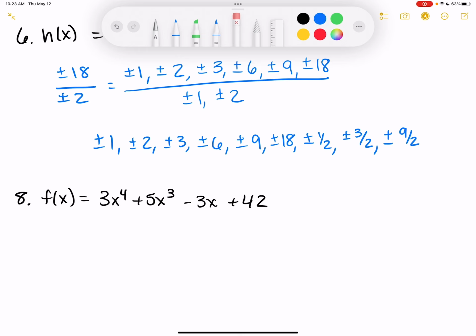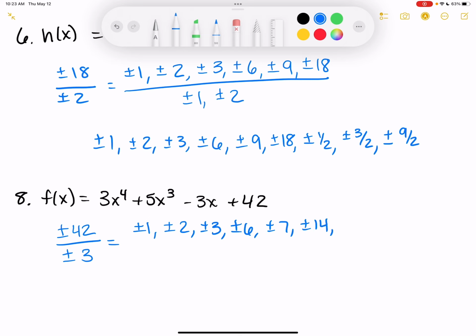So, all right. So, plus or minus 42 over plus or minus 3. So what are my factors of 42? 1 and 42. 1, 2, 6, we're missing one. What about 3, 6, 7? All right, 3 times what gives you 14? 2 times what gives you 21?